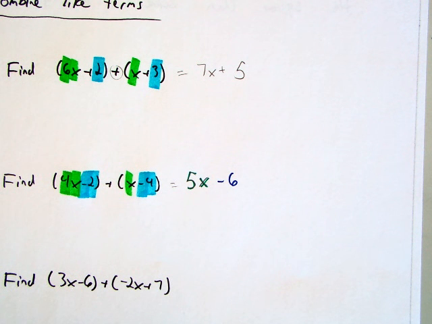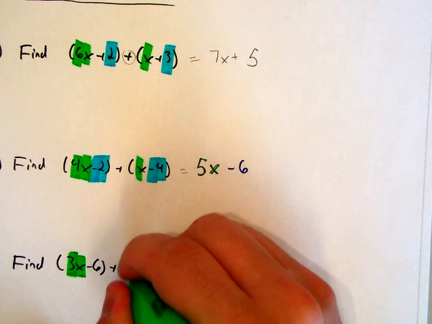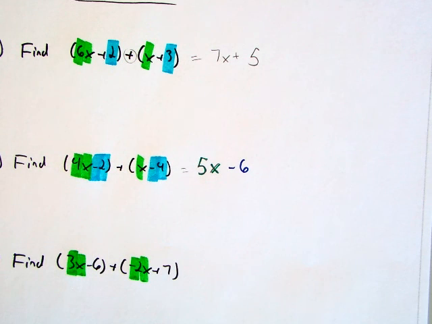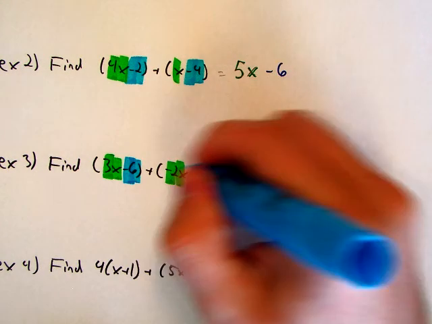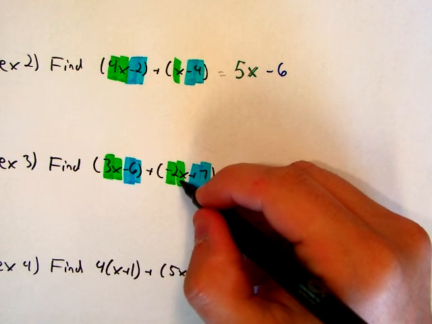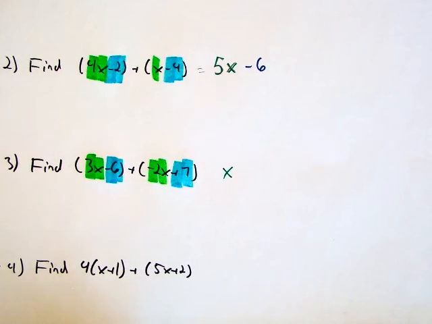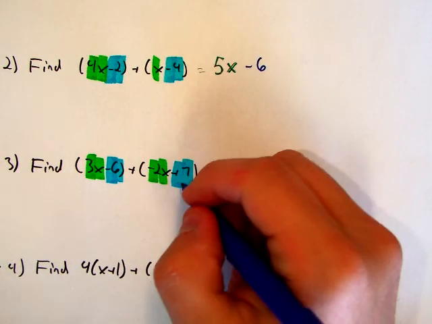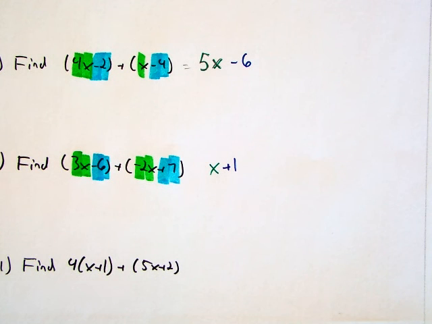Next one, we have some variable terms here. We have 3x and a minus 2x. And then we have a minus 6 and a plus 7. So 3x plus a negative 2x just equals x. And a negative 6 plus 7 equals a plus 1.